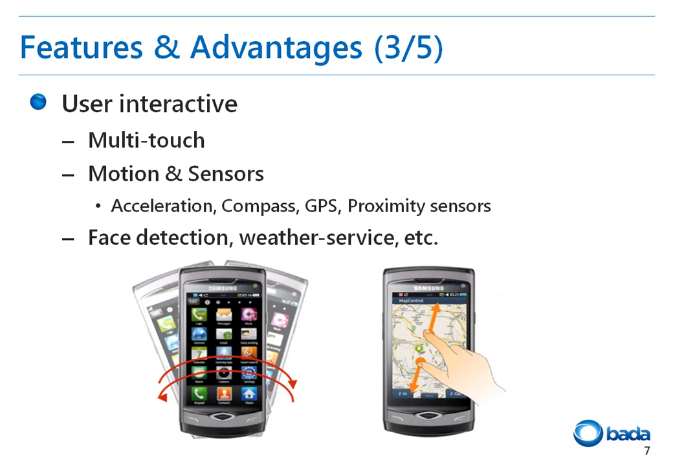Bada supports various input modes. Bada supports multi-touch mode that is widely used for smartphones. It supports motion sensors that are used to detect device motions, such as an acceleration sensor, a gyro sensor, a GPS, and a proximity sensor if the device has these sensors. In addition, Bada supports face detection and weather service software.